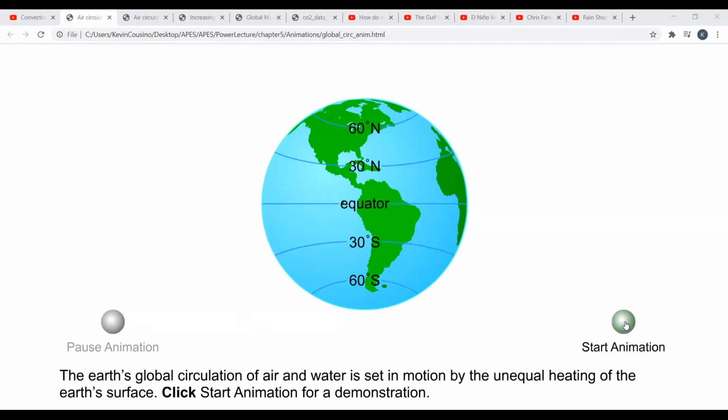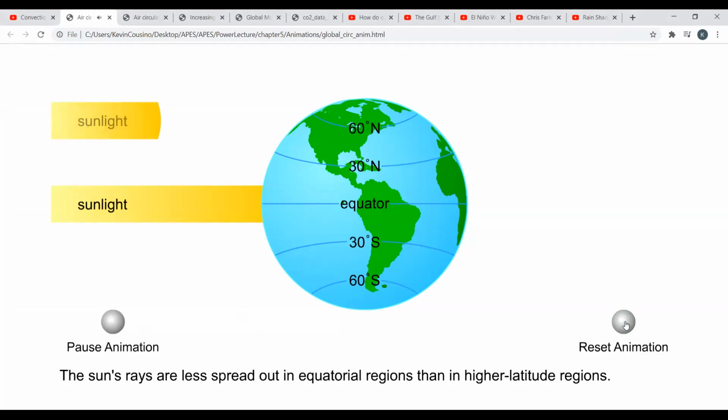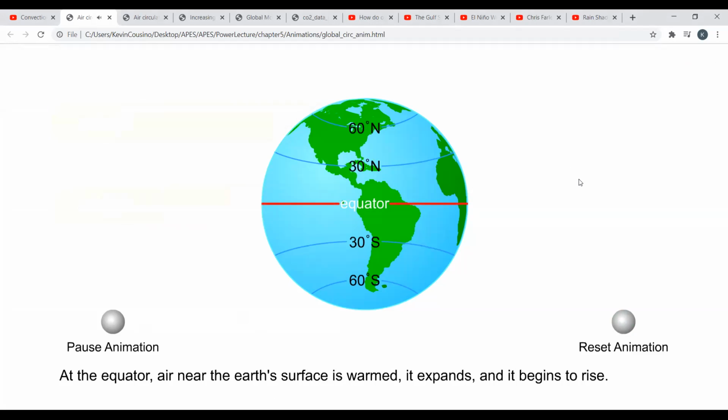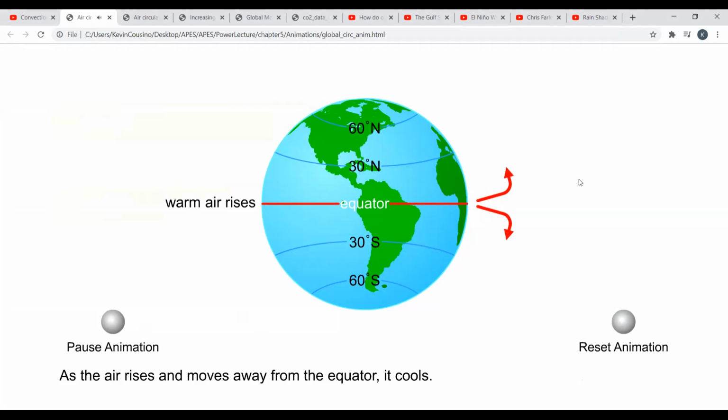The sun's rays are less spread out in equatorial regions than in higher latitude regions. At the equator, air near the Earth's surface is warmed, it expands and it begins to rise. As the air rises and moves away from the equator, it cools.